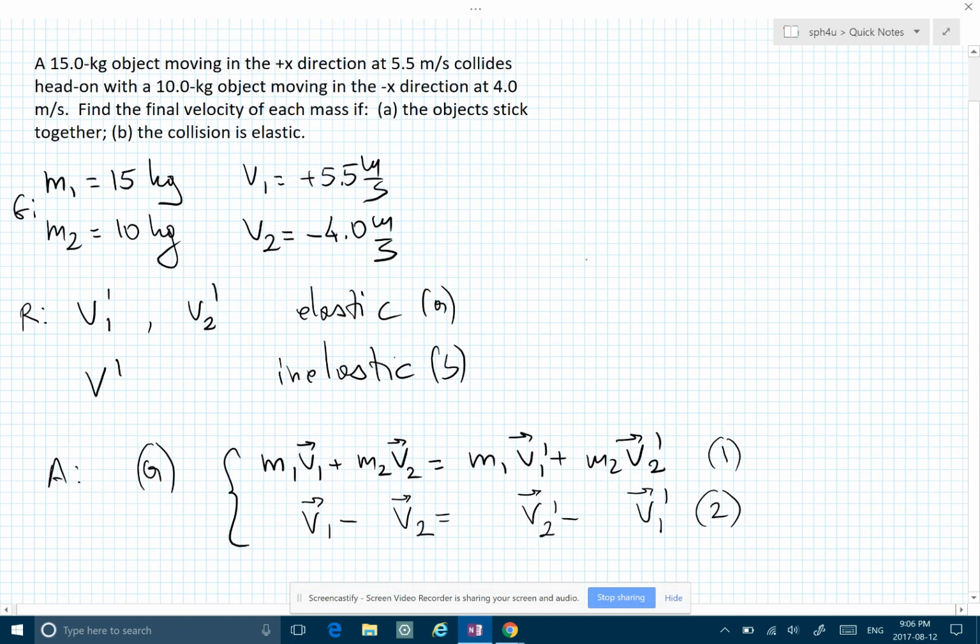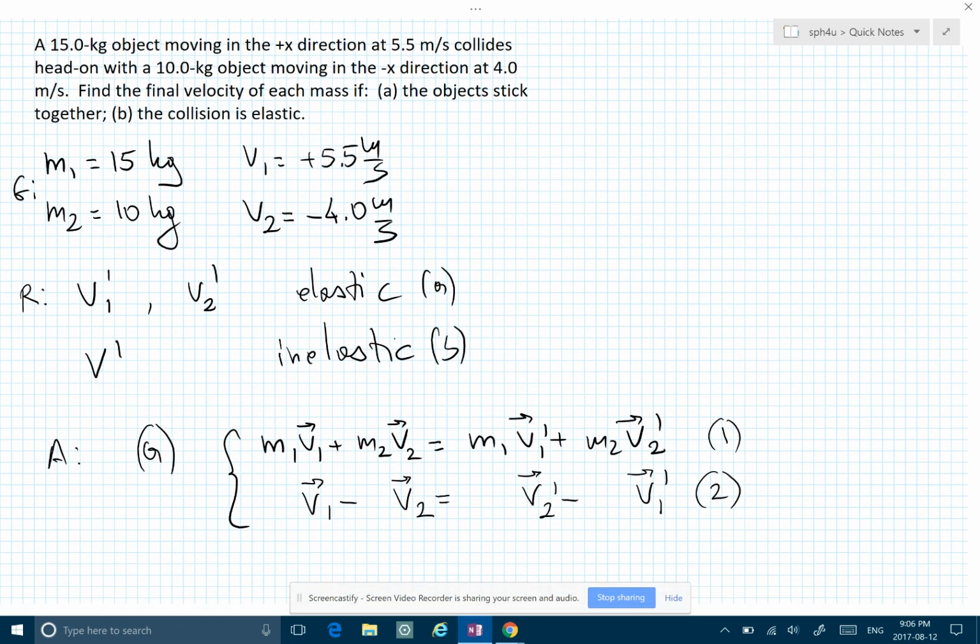So here is our final problem number 3, where we have two objects with different masses and different velocities colliding in a perfect elastic collision. And the second scenario is what happens if they are in a perfect inelastic collision. Okay, we have their masses given and we have their velocities.